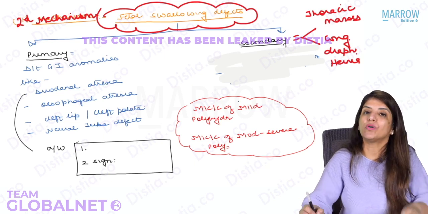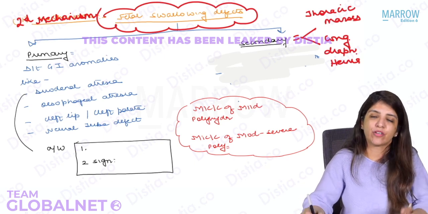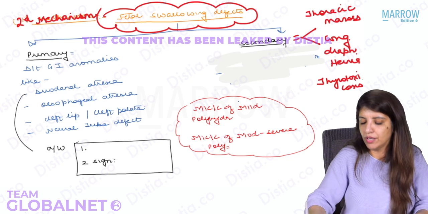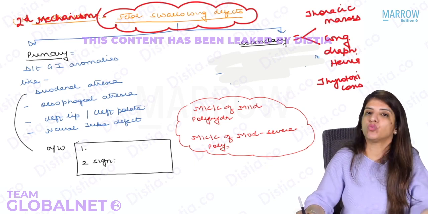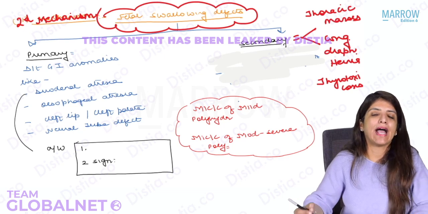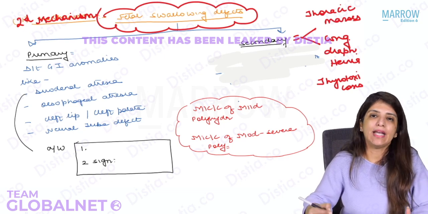So they can lead to a secondary swallowing defect. For that matter, goiter, that is thyrotoxicosis, can also lead to a secondary swallowing defect. Right? So swallowing defects in the babies can lead to polyhydramnios.